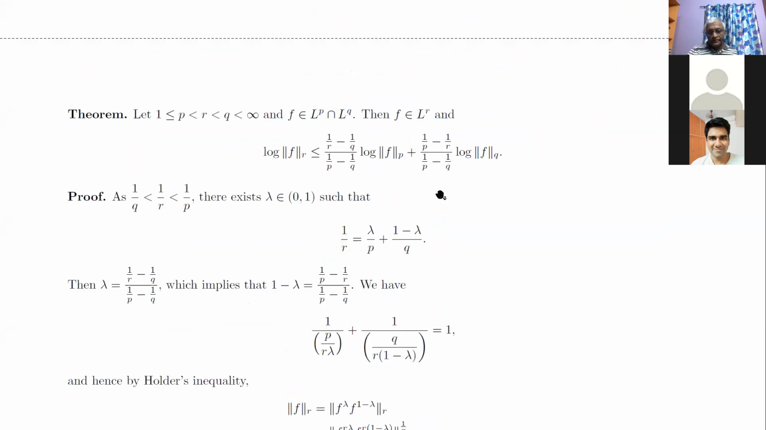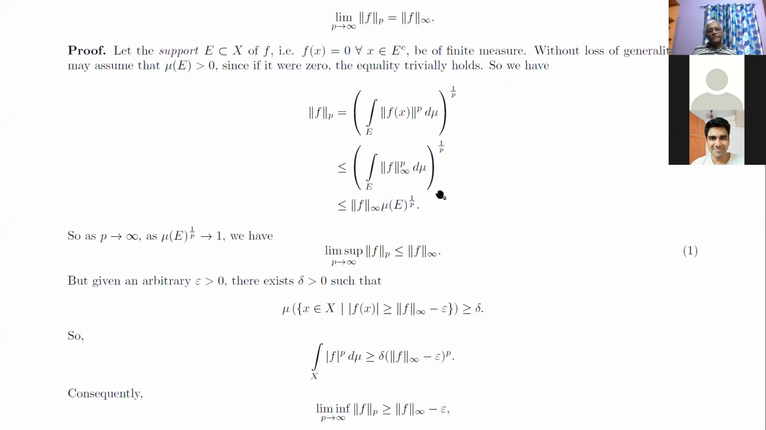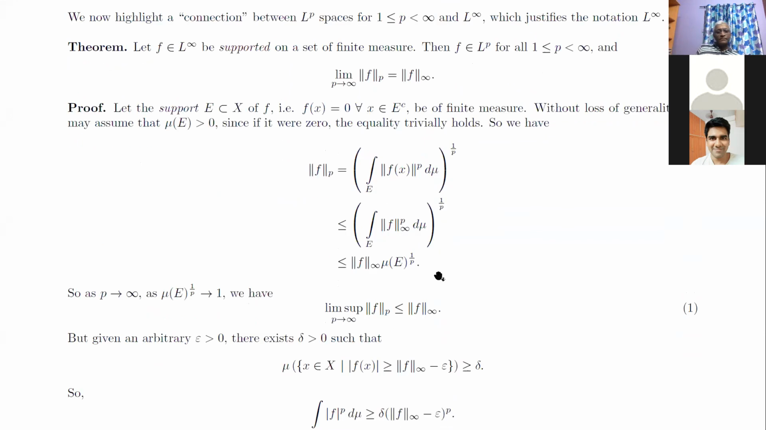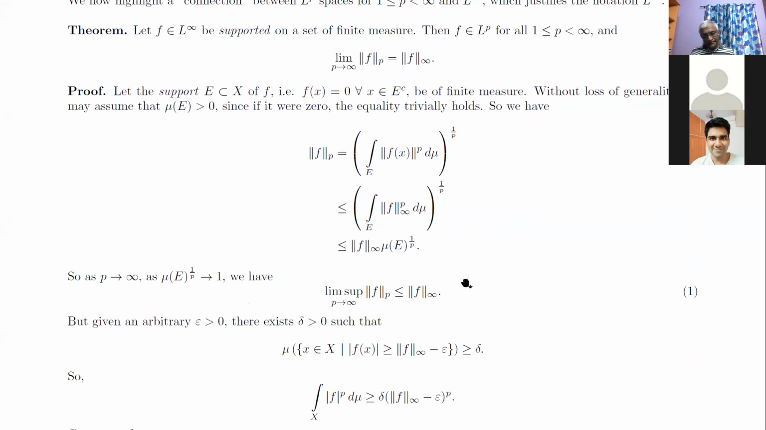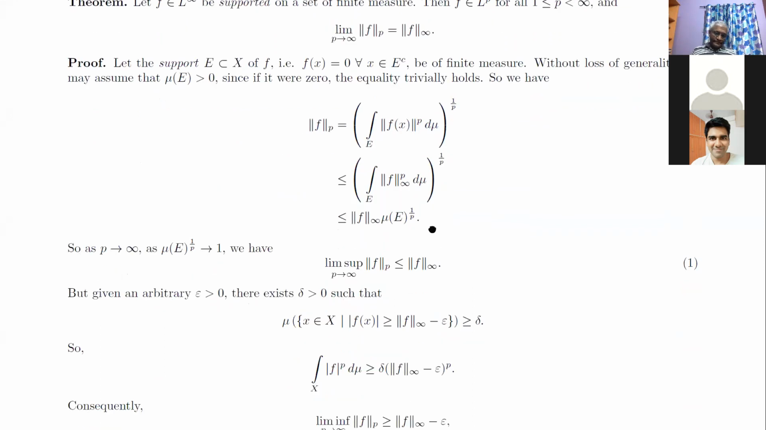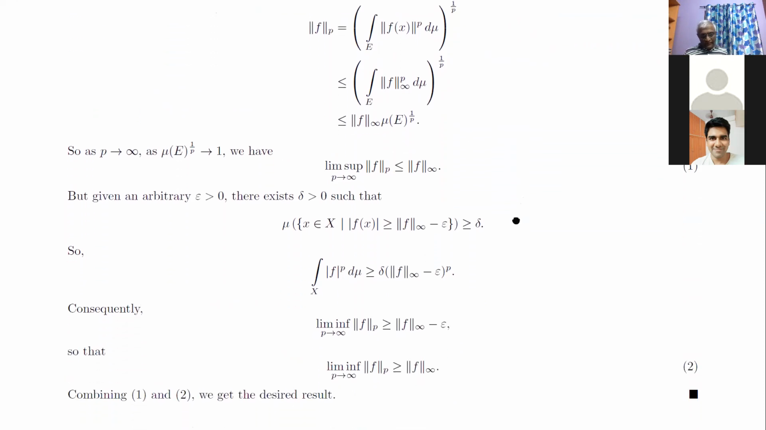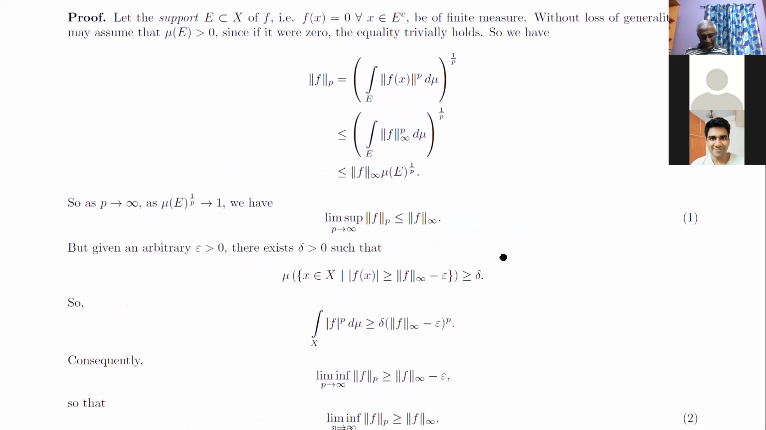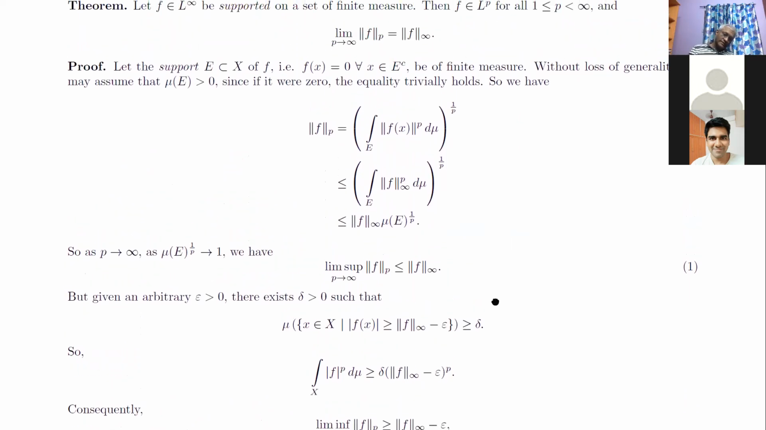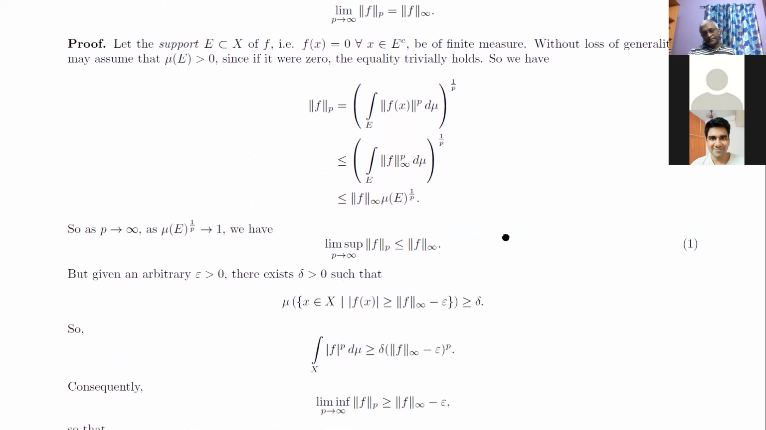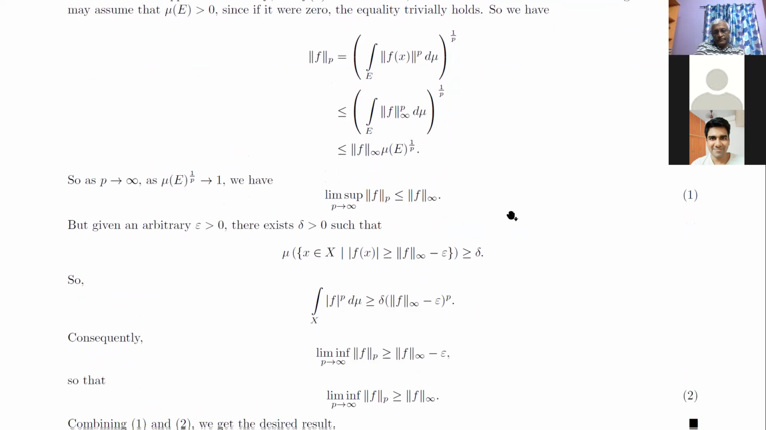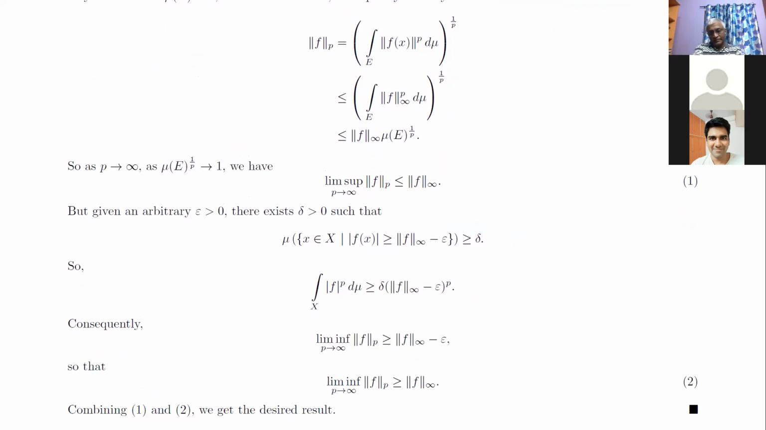So our objective was to prove that the limit as p tends to infinity of the norm f_p is f_infinity. We already saw that the lim sup as p tends to infinity of f_p is less than or equal to f_infinity. Now it remains to show the other direction, which is that the lim inf of f_p is greater than or equal to f_infinity, and we would be done. And that is also more or less a simple epsilon-delta argument.